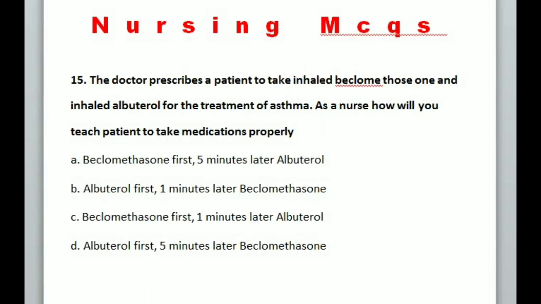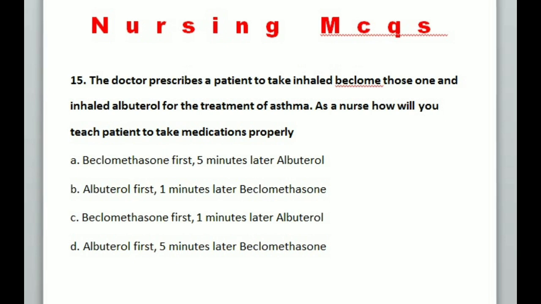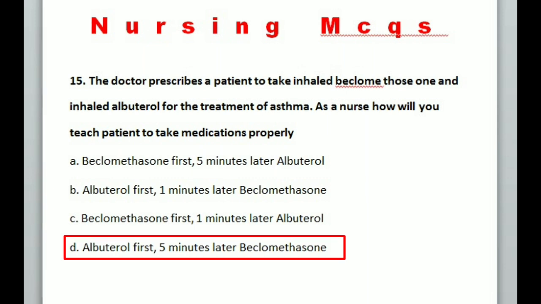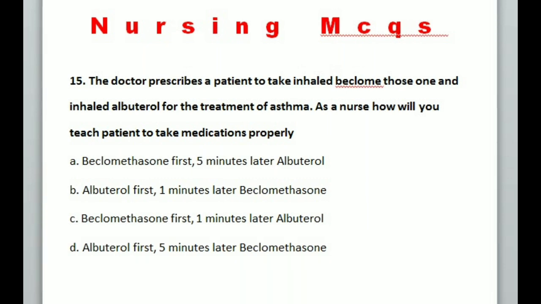15. The doctor prescribes a patient to take inhaled beclomethasone and inhaled albuterol for the treatment of asthma. As a nurse, how will you teach the patient to take medications properly? A. Beclomethasone first, 5 minutes later albuterol. B. Albuterol first, 1 minute later beclomethasone. C. Beclomethasone first, 1 minute later albuterol. D. Albuterol first, 5 minutes later beclomethasone. Correct option is D. Albuterol first, 5 minutes later beclomethasone.